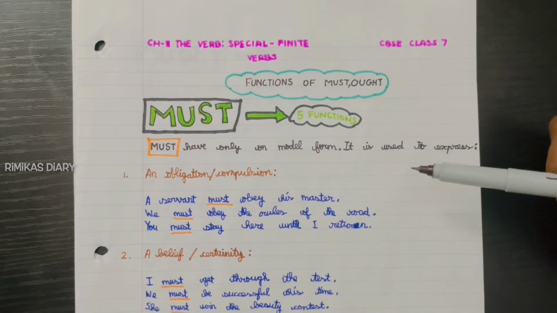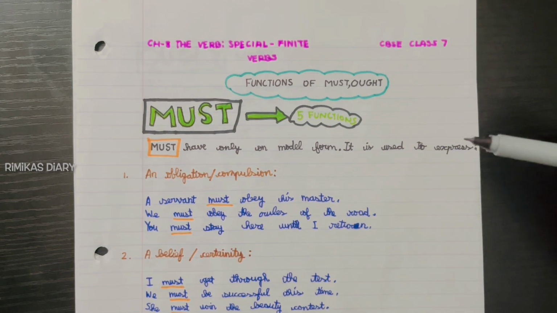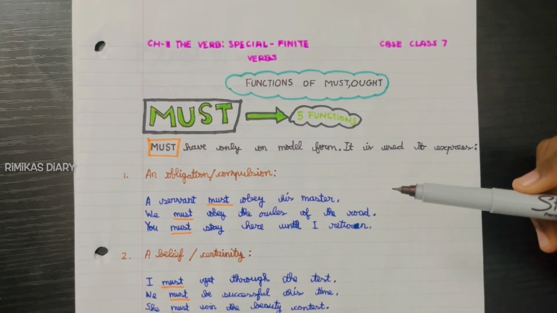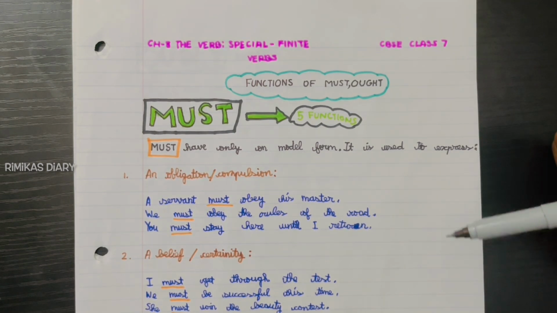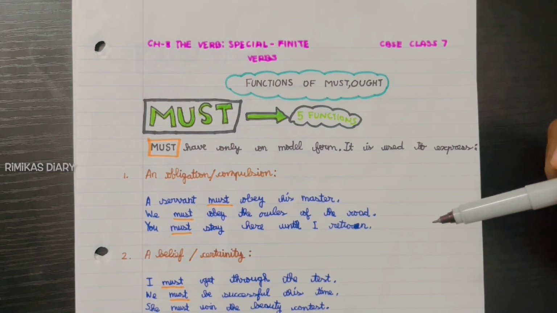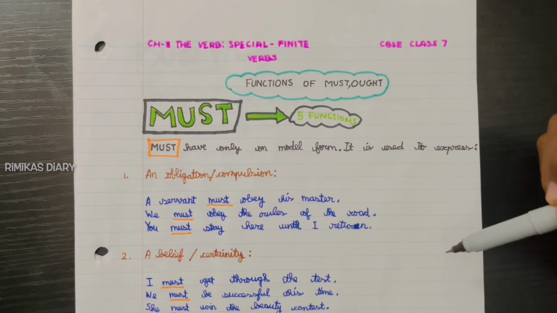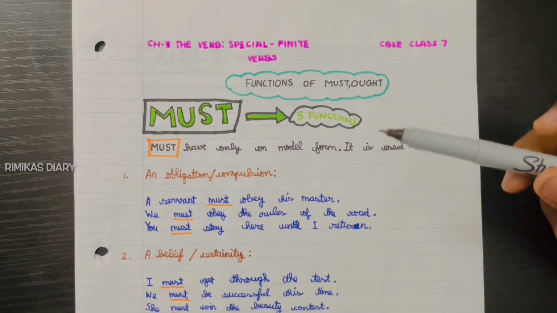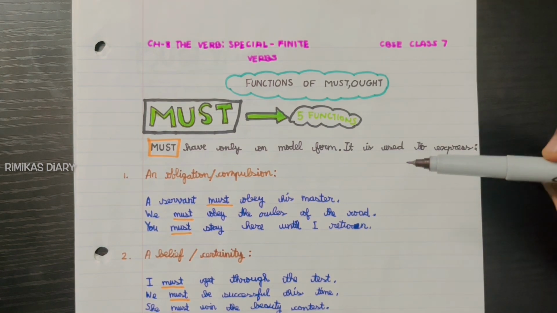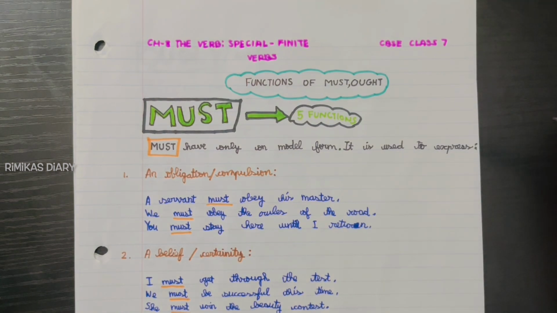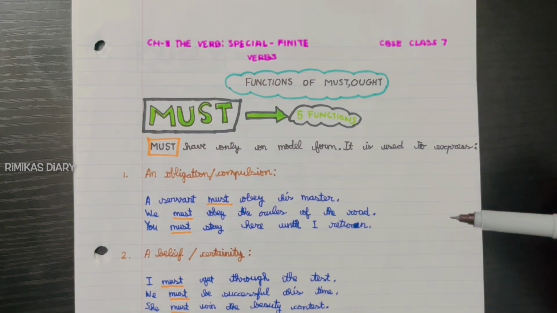Must has only one modal form. It is used to express, first function, an obligation or compulsion. A servant must obey his master. We must obey the rules of the road. You must stay here until I return. So these are all compulsions. Must is used here. Like a servant must obey his master. We must obey the rules of the road. You must stay here until I return.